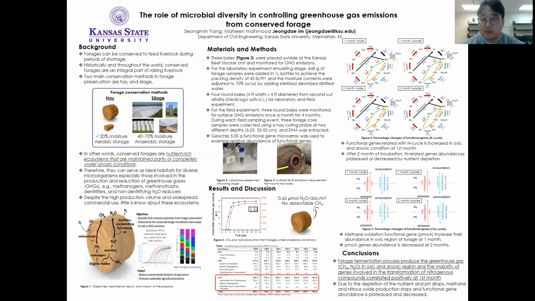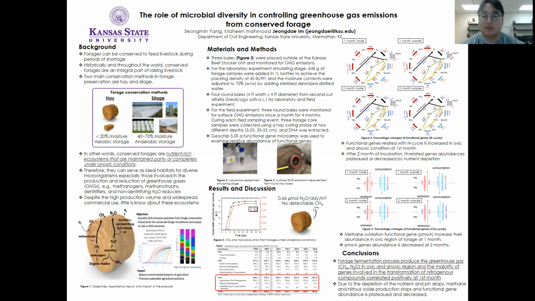For the laboratory experiment, simulating silage, 648 grams of forage samples were added to 1 liter bottles to achieve a packing density of 45 pounds per cubic foot. And the moisture content was adjusted to 70% with DI water. We took samples from the bay using a hay coring probe at 2 different depths, 5 to 25 centimeters and 35 to 55 centimeters from the outside.